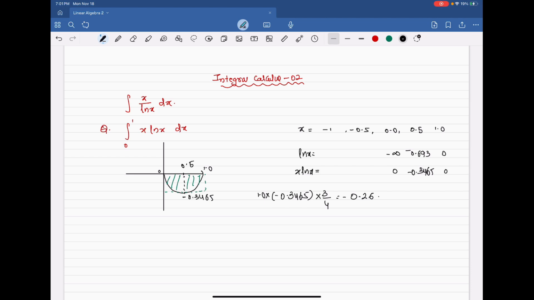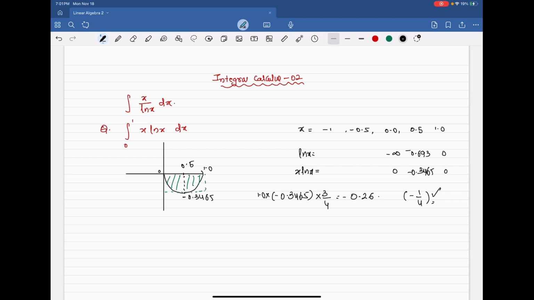This is one of the GATE examination questions and the value is given as minus 1 by 4. This is the correct answer. Because we have solved the problem numerically in just 2 steps, in a few seconds we got the answer.